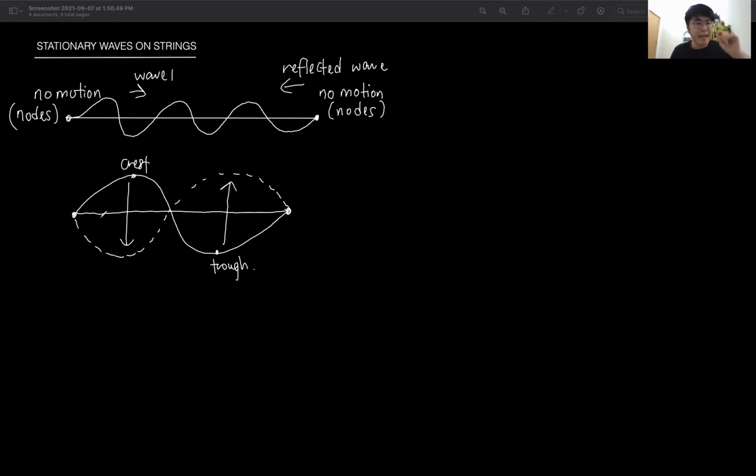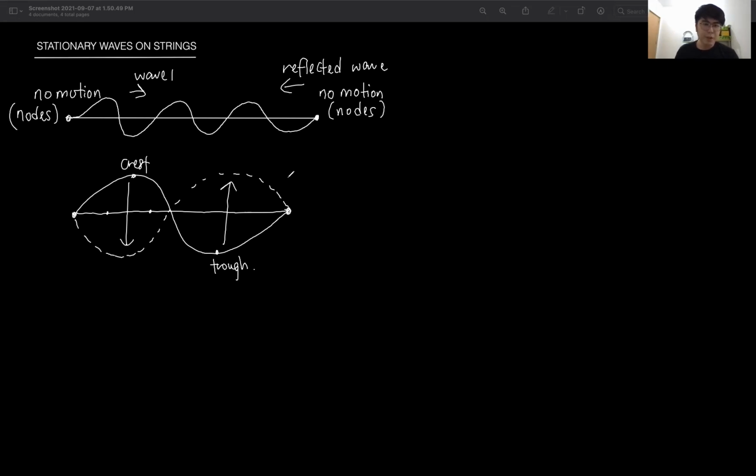And also at any point on the string, it shows the combined effect of the two waves. It is never just one wave. At any point on the string, if I pick here, it is actually the resultant vector, or the combined effect, of the two waves.